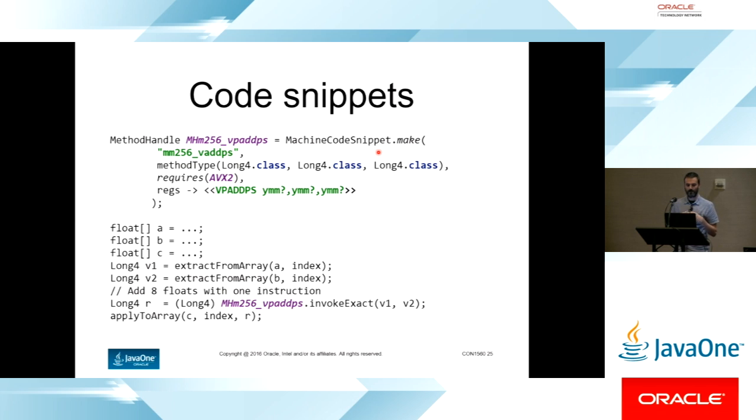And this is how it might look like in code. So we have float arrays, A, B, and C. At a specific index, we might want to extract the long for value at a specific index, extract out 8 floats into this long for value. We might want to extract another one from B, and then we want to add them together by calling invoke exact on the method handle. And this is where the instruction will be called. And then we want to apply it back to the array. That's the basic essence of it.